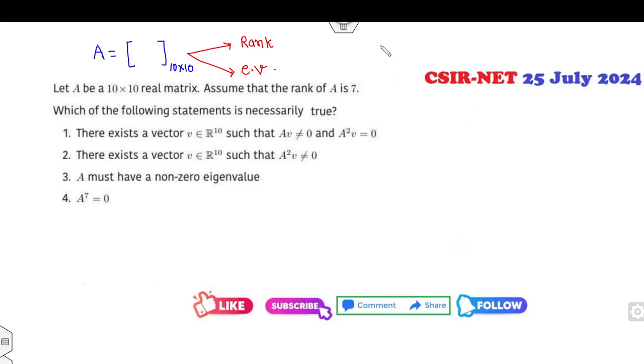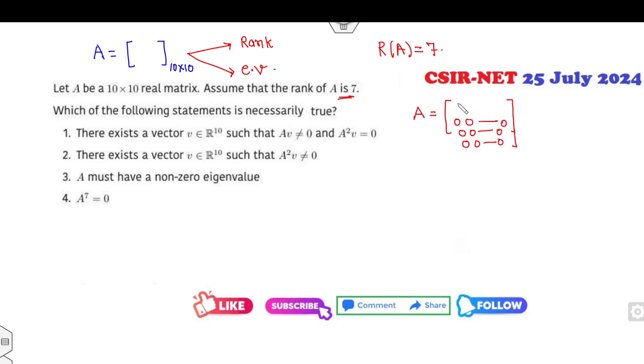Now what is given to you? Rank of the matrix is 7. A must have a non-zero eigenvalue. First of all, what is the case for rank 7? That means 3 rows are completely zeros, because its rank is exactly 7.